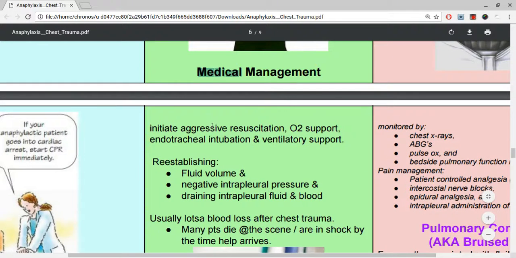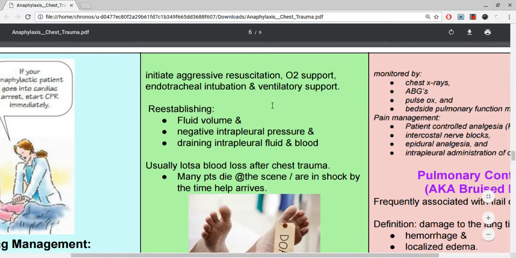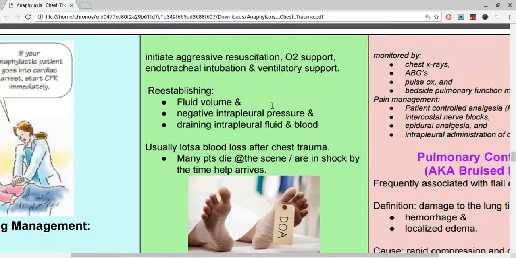Medical management. Initiate aggressive resuscitation, O2 support, and endotracheal intubation and ventilatory support. Because remember, these people are sometimes dead on arrival, and you don't want them to die on you. These are life-threatening problems, and you want to treat this aggressively.